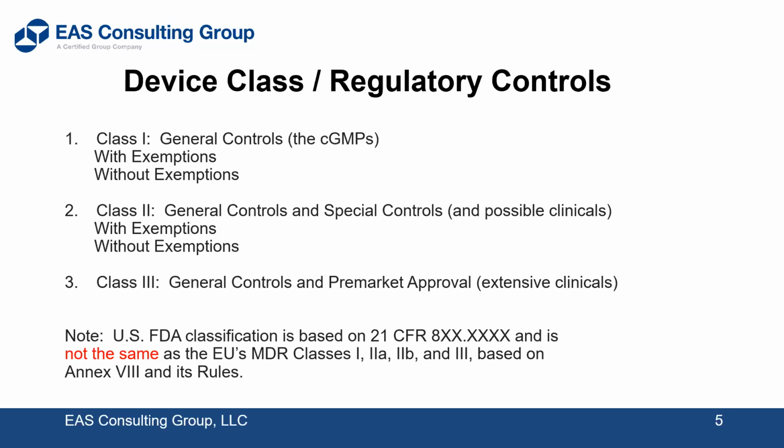There can be exceptions or exemptions, and there may or may not be. That will be listed in the 800 series that applies to your family of product. Class 2, that's general controls. That means they were manufactured under the CGMPs, and then some special controls that may require adherence to a standard or something else required. And there may occasionally be clinicals involved, and there can be exemptions with or without. Class 3, that's general controls with pre-market approval, which is a more full review by the agency, or heavy involvement in your entire production process, extensive clinicals.